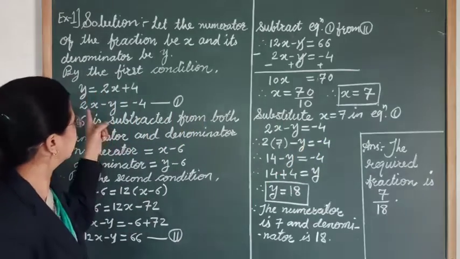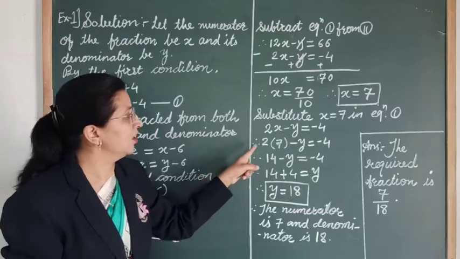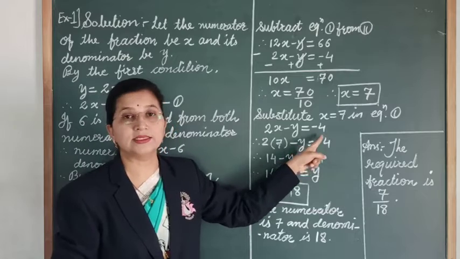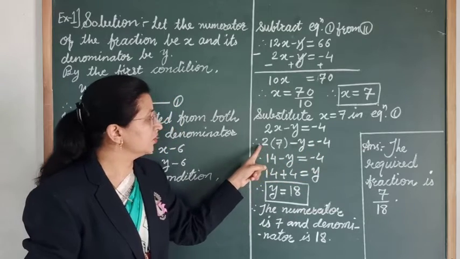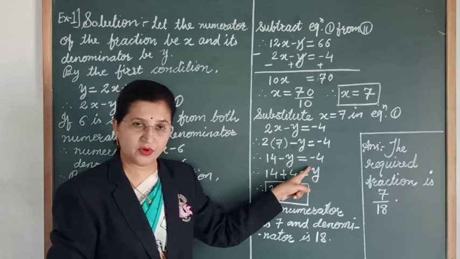What is our equation first? 2x minus y is equal to negative 4. So let's put the value of x. 2 into bracket x. What is x? 7 minus y is equal to negative 4. Okay. So 2 7s are 14 minus y is equal to negative 4.